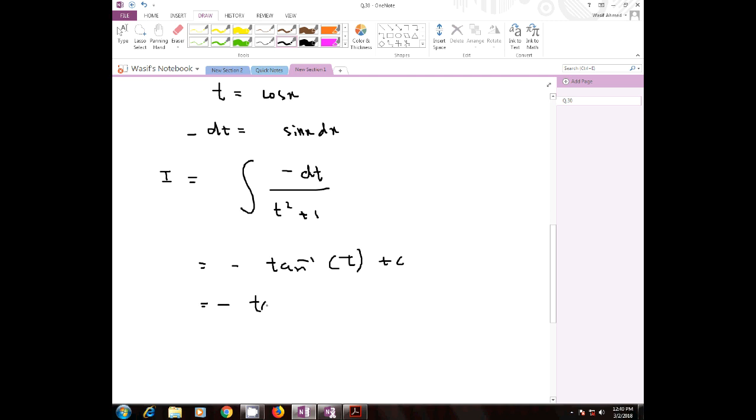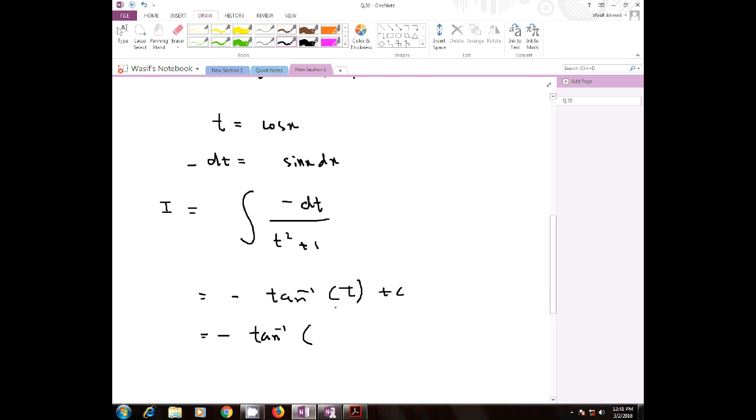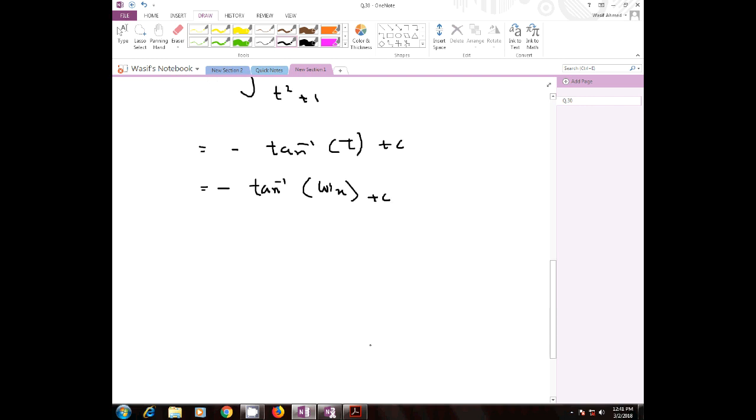So minus tan inverse, instead of t we have cos x. So this is your answer. Let me check it. Yes, this is the correct answer. Similarly, we can solve question number 31, which is also of the same kind.